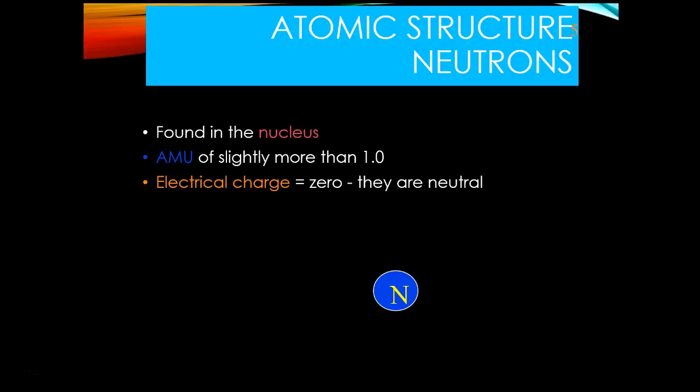Okay, let's talk about the neutron. Well, as you can see, the neutron is found in the nucleus. We know that it has an atomic mass unit of slightly more than 1. And unlike the proton, which had a positive 1, the electrical charge of the neutron is 0. So therefore we call them neutral.